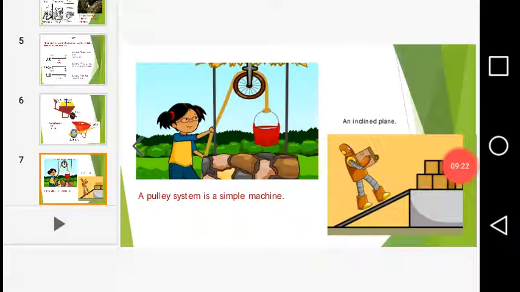Next, we have the screw. The screw is also an inclined plane wrapped round a cylinder. The spiral thread round the inclined plane is called the thread. The distance between successive threads is called a pitch. Note that the distance between successive screw threads is called a pitch.